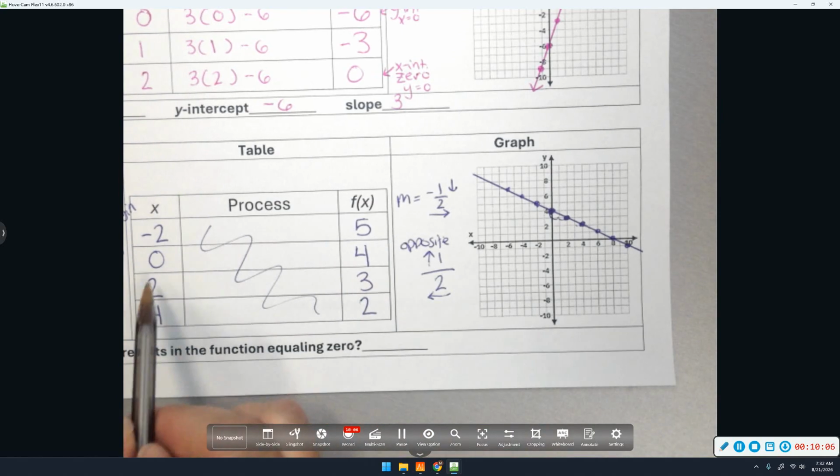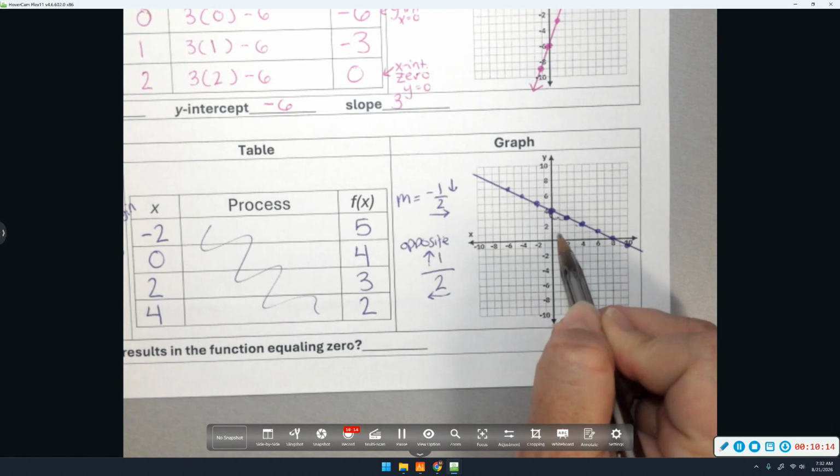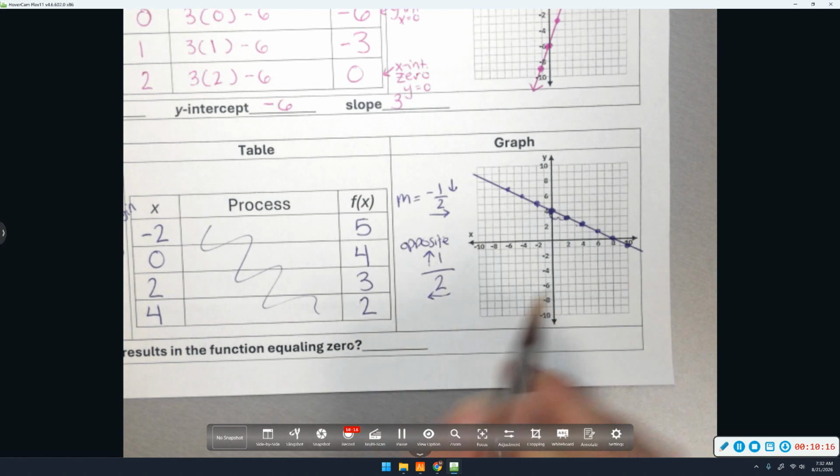Why did I not do 1 or -1 or anything like that? Were there pretty points when x was 1 or -1? Look, when x is 1, is there a pretty point there? No, so that's why we didn't pick those x values.